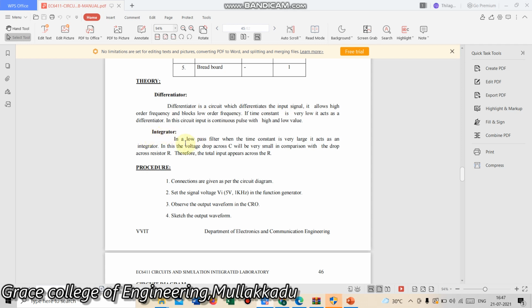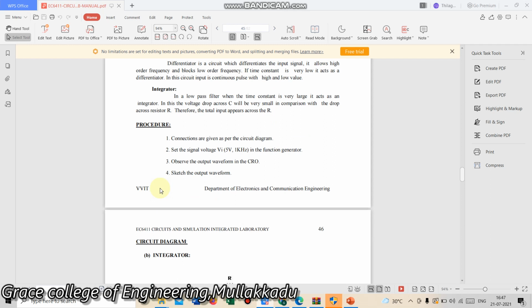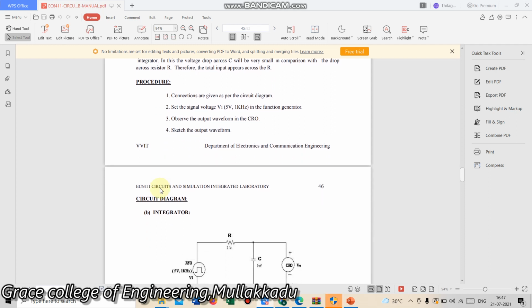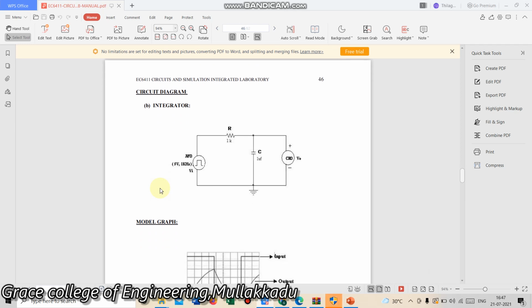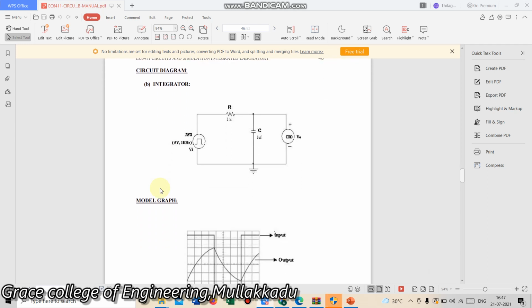The integrator is also called a low pass filter. The time constant is very large. It will allow the low frequency and block the high frequency component. We can connect the components as per the circuit diagram using Multisim or PSpice software, and we can obtain the output waveform.